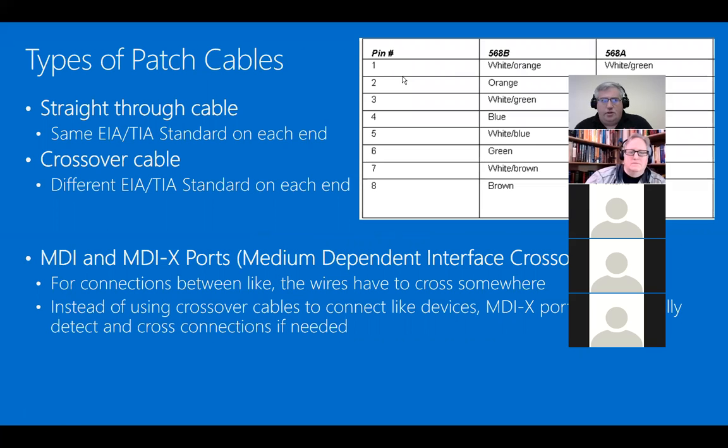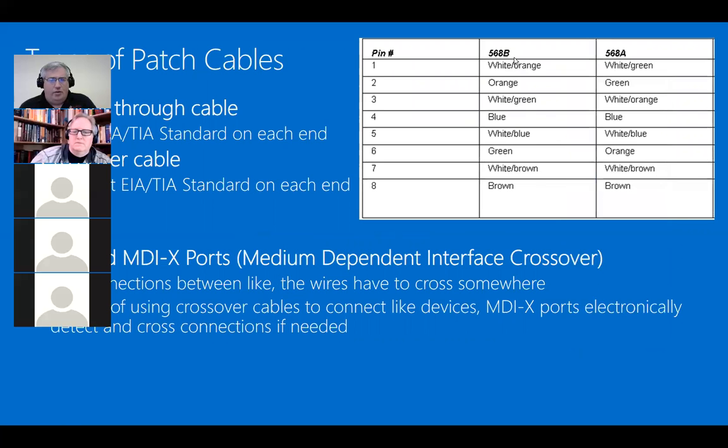So this is the order, the spec for the termination of the ends. So you go white orange, orange, white green, blue, white blue, green, white brown, brown. That's the B spec. That's what everybody uses. But you also have the A spec, which is white green, green, white orange, blue, white blue, orange, white brown, brown. And to make a straight through, you make both ends the same spec. To make a crossover, you make one end one spec and make the other end the other spec.